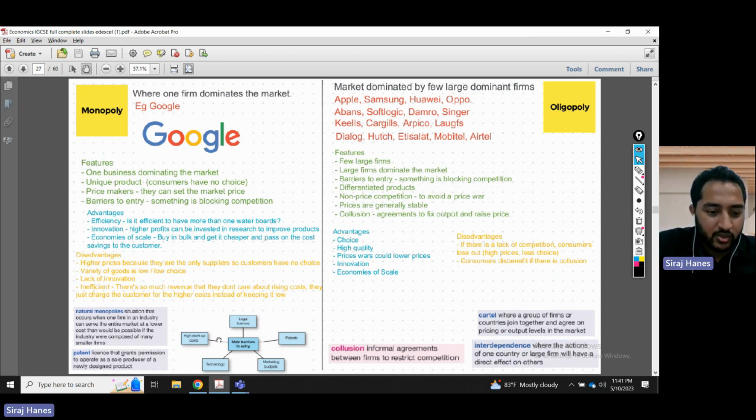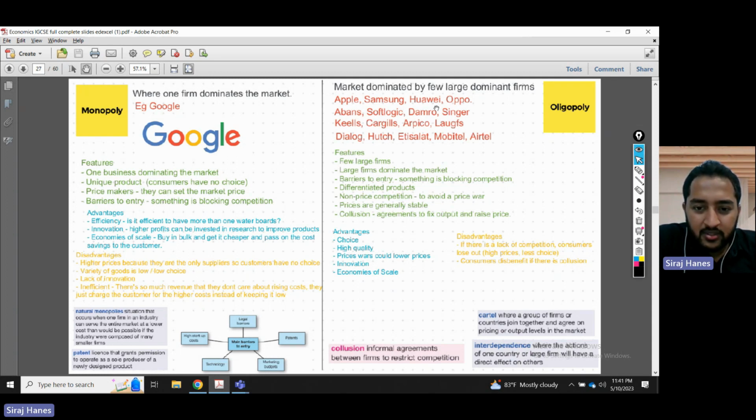Here are some examples of barriers to entry given and some definitions given here. What's an oligopoly? An oligopoly is a market dominated by few large firms. Here's some examples of different countries. But here's a global example. A smartphone industry, Apple, Samsung, Huawei, and Oppo. This is an oligopoly. What are the features of an oligopoly?